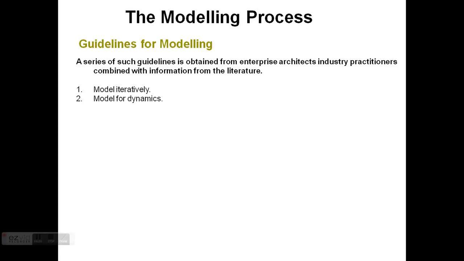Model for dynamics means that models often include real-time aspects that are likely to change over time, such as a company's product portfolio and so on. As such, models are dynamic. If certain changes can be foreseen, architects should add a description of how the model can change.